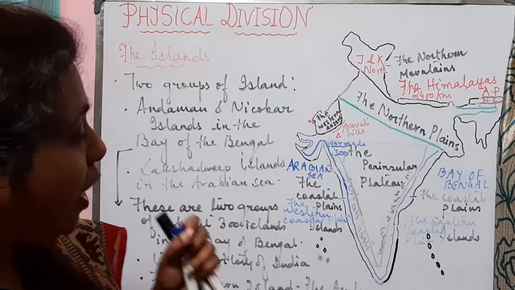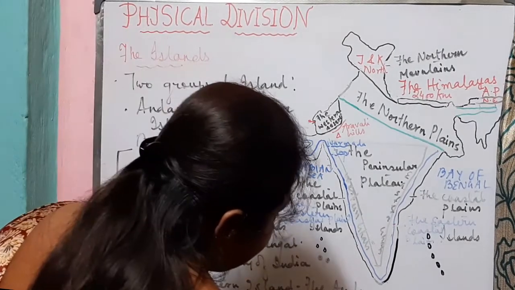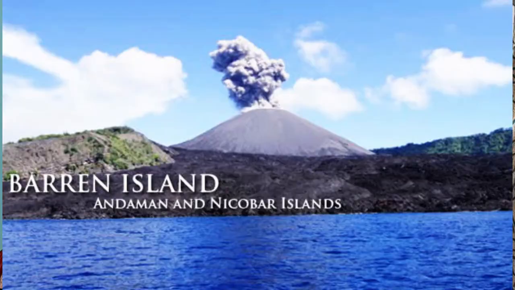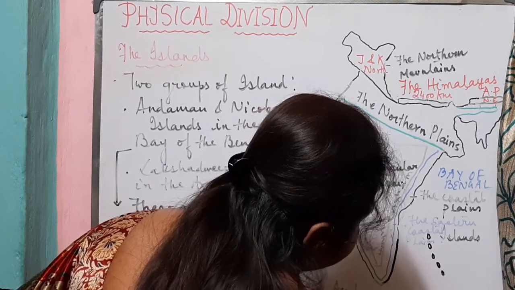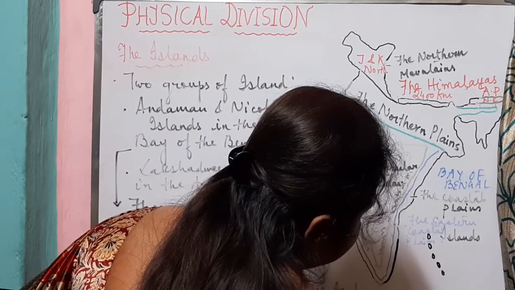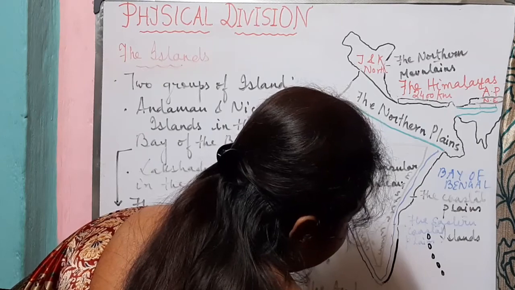Now, in Andaman and Nicobar Islands, we will find the Barren Island, which is the only active volcano in India.